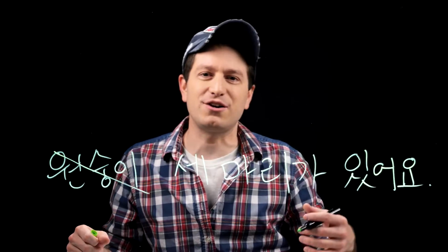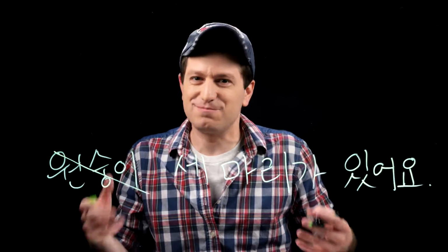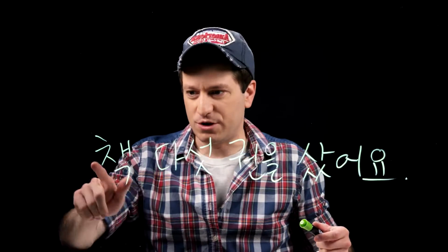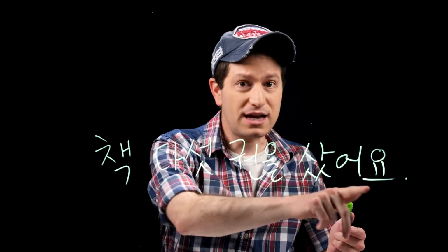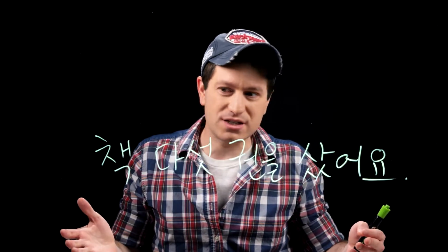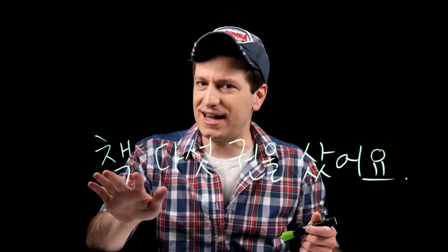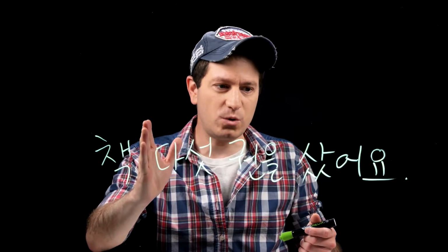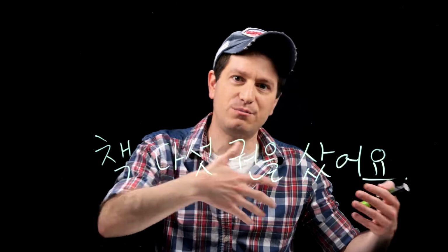Hey, how many monkeys are there? There are 3 monkeys. Swiper, no swiping. You know what I'm getting at. In the other example though, 책 5권을 샀어요. 권 is the actual counter for books. So you don't need to say 책 because you already said it here. So 5권을 샀어요 means I bought 5 books.